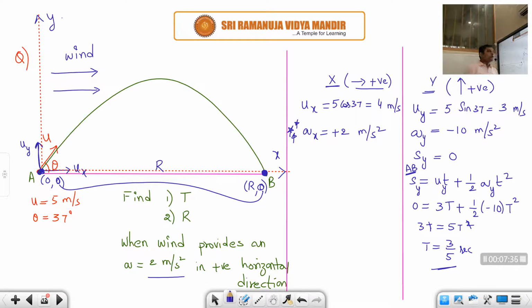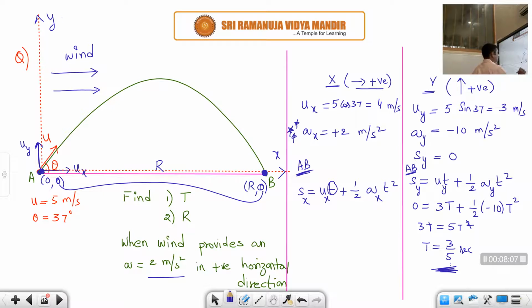Now range. How to find out range? To find out range we will focus on x direction. In the interval AB, if you apply the equation S is equal to ut plus half at square, in x direction S is equal to ux into t plus half ax t square. This t is the total time of flight in AB, which is equal to 3 by 5 seconds. Correct or not, students?